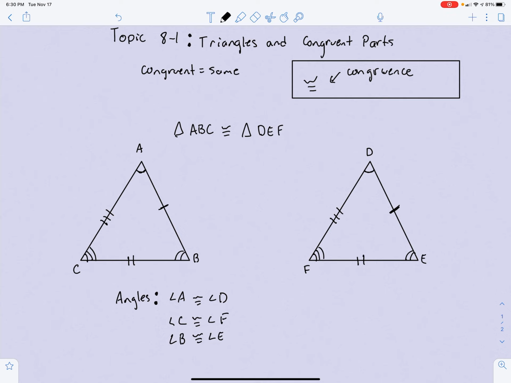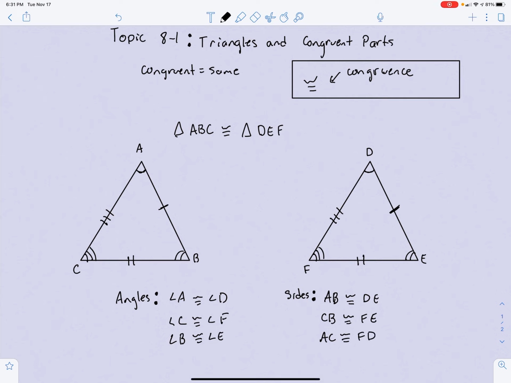We also know about the sides. And all I'm doing is basically rewriting everything that has marks. So this side AB is congruent to this side, DE. So AB is congruent to DE. We know that BC or CB is congruent to FE because they both have 2 lines. And lastly, we know that FD and AC are congruent. So AC is congruent to FD.